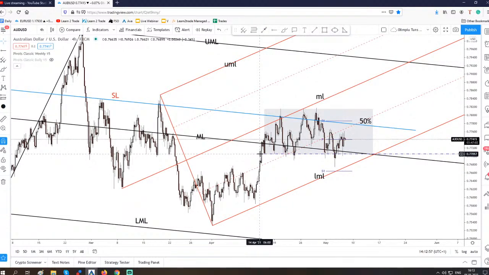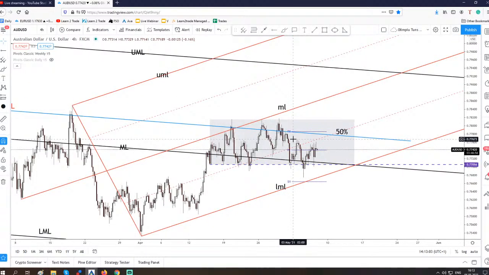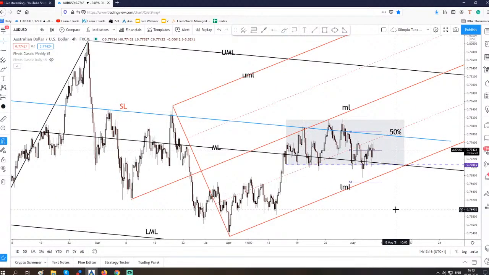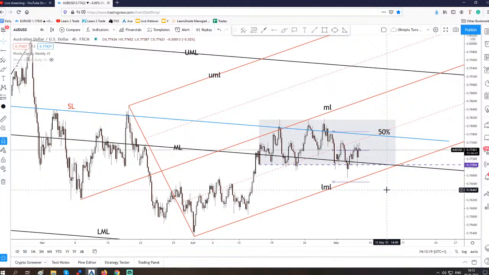So if the pair jumps above this former high, above 0.7766, then it could continue to increase towards this area, towards 0.7815, guys. Okay, and if we have a new signal here on the Australian dollar versus the US dollar, then I will send you the signal in the VIP Telegram group, guys.